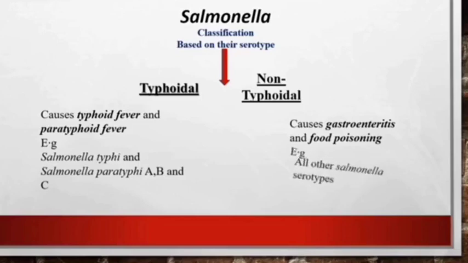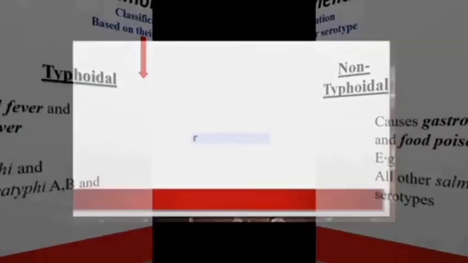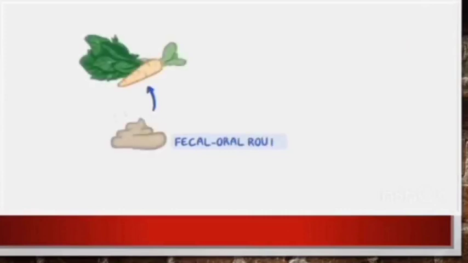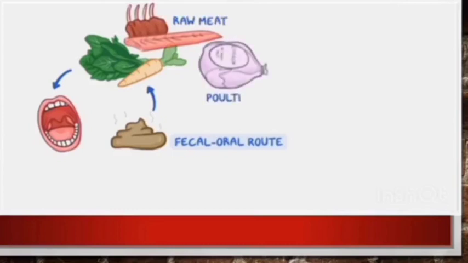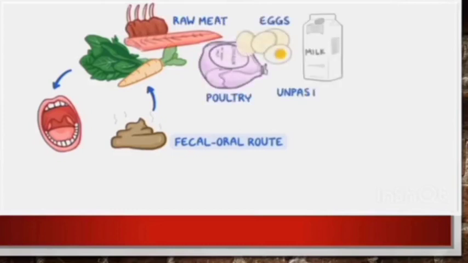They are the non-typhoidal serotypes. In this graphic, we will learn about the transmission of this bacterium. As you can see here, this is fecal-oral route transmission. Whenever a person does not wash their hands, and his hands are contaminated when he is eating food without washing, he may get infected with these bacteria. For example, whenever he is eating raw meat, eggs, poultry, or using unpasteurized milk, these bacteria may be present, so he may be infected.